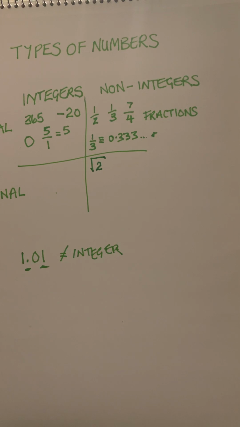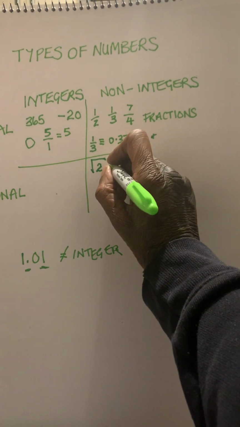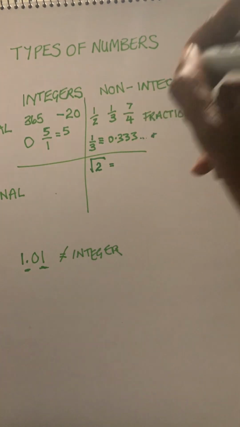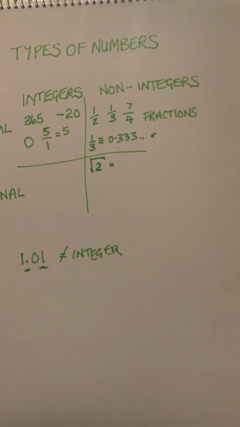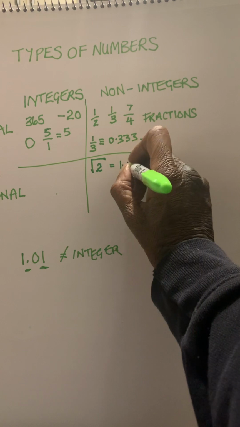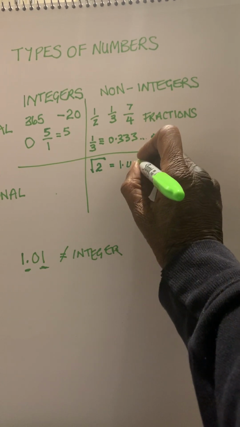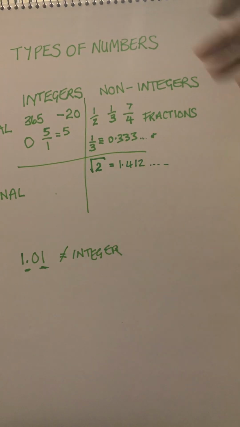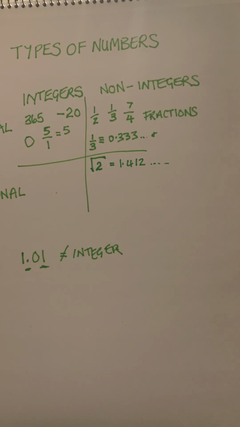So square root of 2, it doesn't repeat, it's 1.412, and it just continues. I cannot remember the rest, sorry.